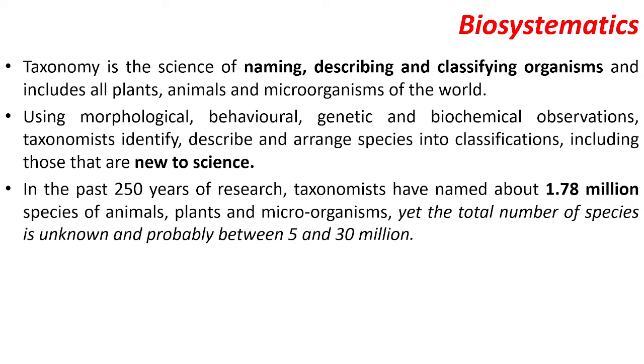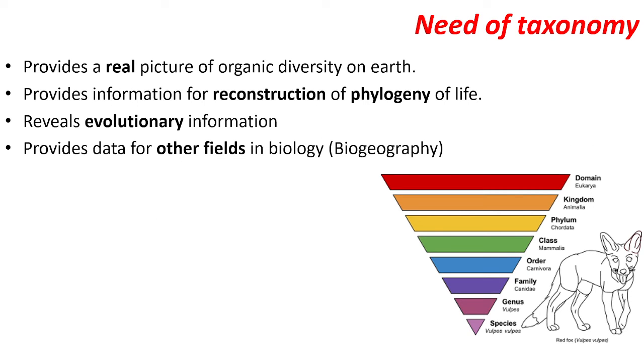And if we talk about microorganisms, then only 1% of microorganisms are known today, because there are so many uncultured organisms which do not come into the culturable mode, or there is no definite nutritional medium available in the laboratory. So that's why we cannot understand their morphology or their existence. In the past 250 years of research, taxonomists have named around 1.78 million species of animals, plants, and microorganisms. Yet the total number of species is unknown and probably between 5 to 30 million.